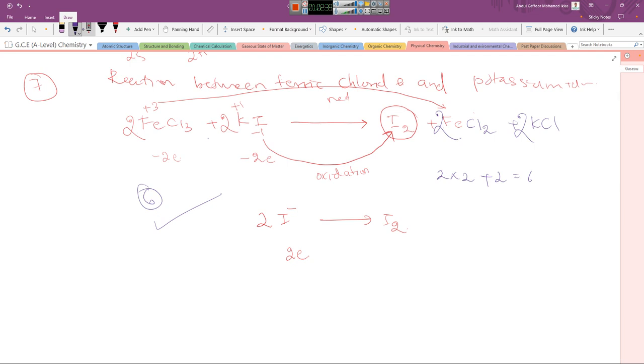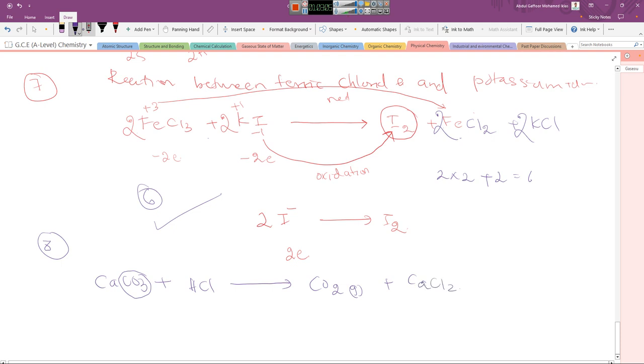That's all. The last reaction, the 8th one, is the reaction between calcium carbonate and hydrochloric acid. Calcium carbonate plus HCl will yield CO2 gas, because we have carbonate ion in acidic medium. Then calcium chloride will be formed. We can split the ions: calcium 2+ and CO3 2-, H+ and Cl-. Due to this acidic medium, CO3 2- will produce carbon dioxide, and we have calcium chloride. This is a kind of acid base reaction, and H2O also will be produced, right? While balancing the equation, automatically water will come.